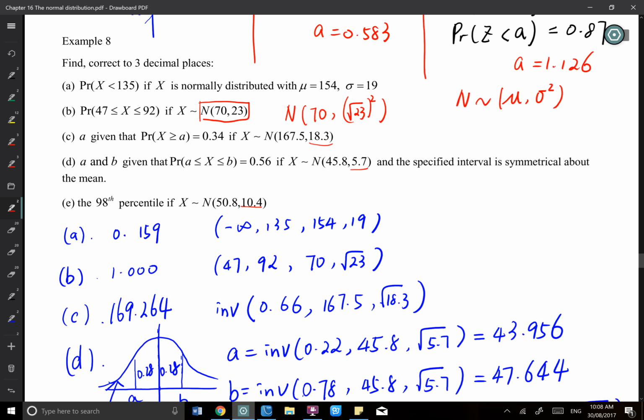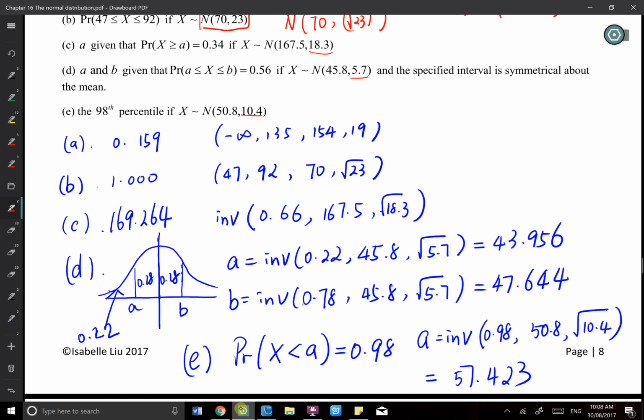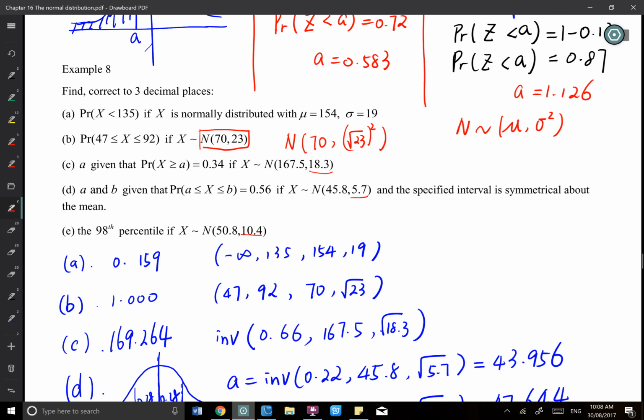I'll just do one example in A and show you one calculator use in A and one for E. You can do the rest and compare the answer here. That is the answer for every single question. I leave 3 decimal places as well. So let's have a look at A. A says x less than 135. You want that probability, and x is normally distributed with mu 154 and standard deviation 19.